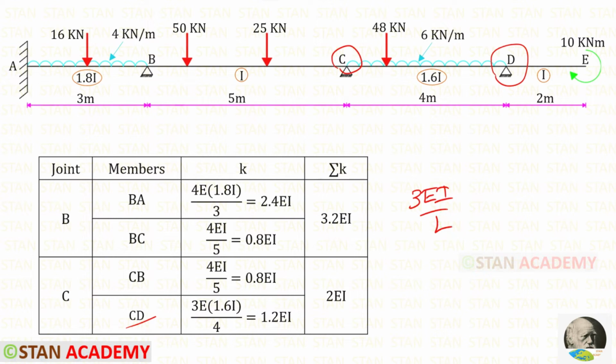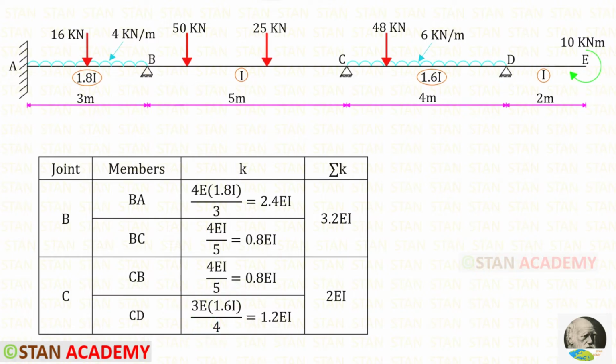The moment of inertia for CD is 1.6I. So instead of I, we have to apply 1.6I. Length of CD is 4. For the stiffness of CD, we will get 1.2 EI. We should not consider the point D as continuous because after the point D, we have only overhanging. That is why we have applied the formula 3EI upon L.